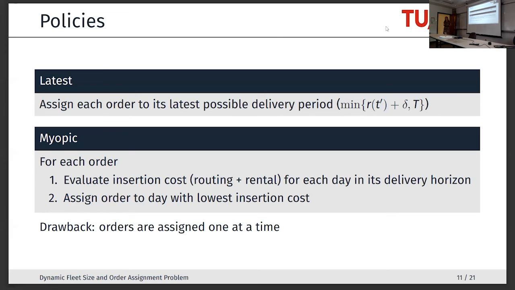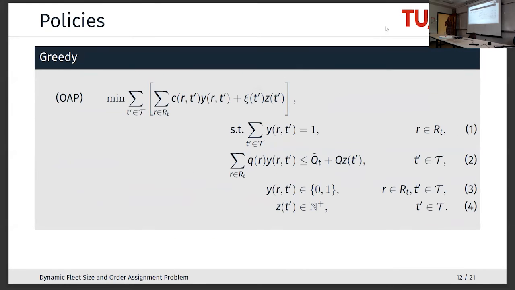Drawback of both of these methods is that the orders are assigned one at a time. So no temporal or geographical information is taken into account when making this assignment decision. Therefore, the greedy policy takes this into account by deciding for all orders at the same time.